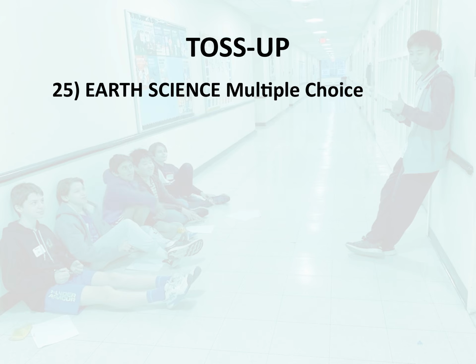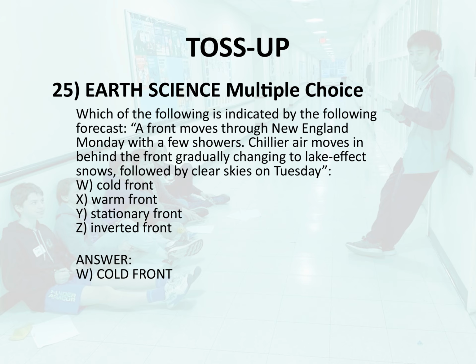Toss-up 25. Earth science. Multiple choice. Which of the following is indicated by the following forecast? A front moves through New England Monday with a few showers. Chillier air moves in behind the front, gradually changing to lake-effect snows, followed by clear skies on Tuesday. W. Cold front. X. Warm front. Y. Stationary front. Z. Inverted front. Answer: W. Cold front.